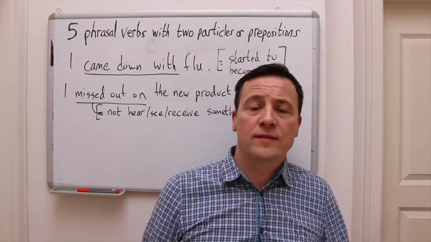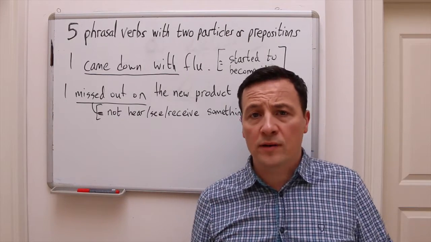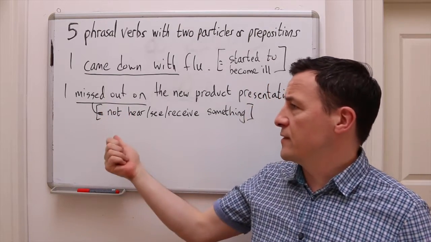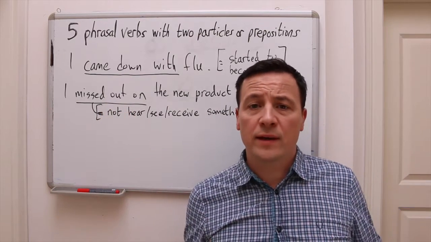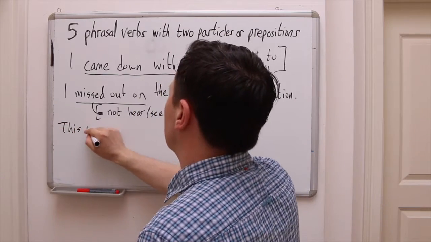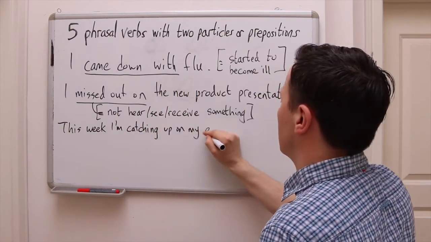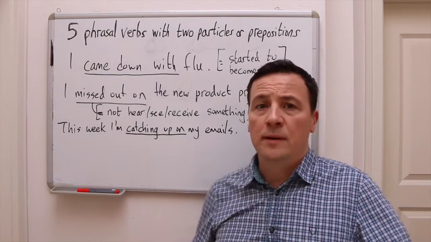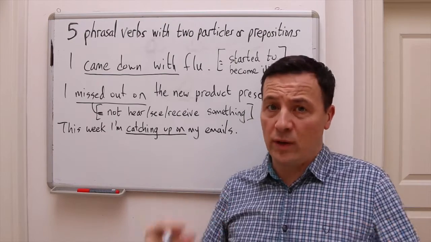Okay, so the third phrasal verb with 2 prepositions or particles is catch up on. So to continue the situation, I can say, this week I'm catching up on my emails. And to catch up on means to get up to date with.